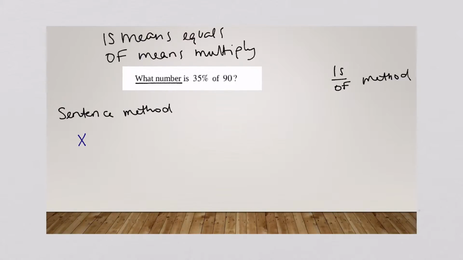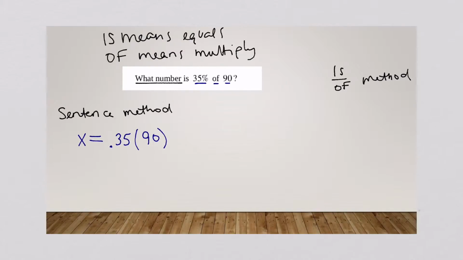This is using the sentence method. X, remember the word is means equals 35%. Now with the sentence method you have to change all of your percents into decimals. So I would put 0.35, of means multiply. I'm going to use a parenthesis to indicate multiplication, and I'm going to put 90 inside the parentheses.